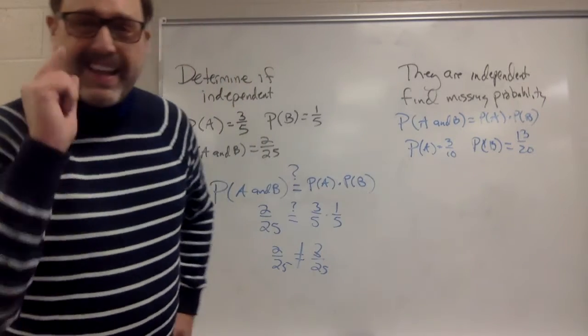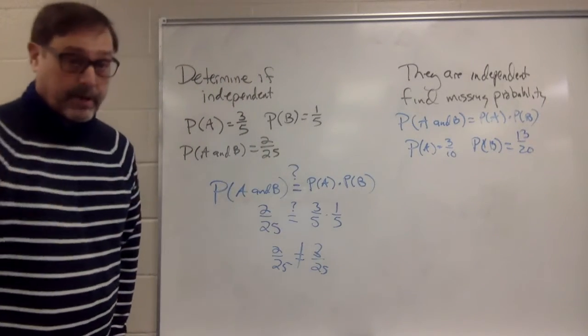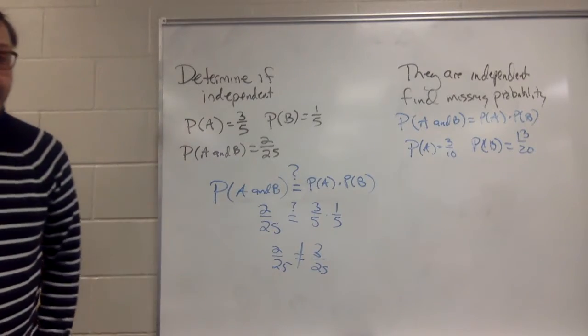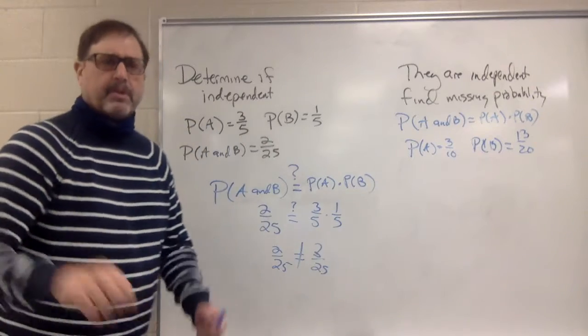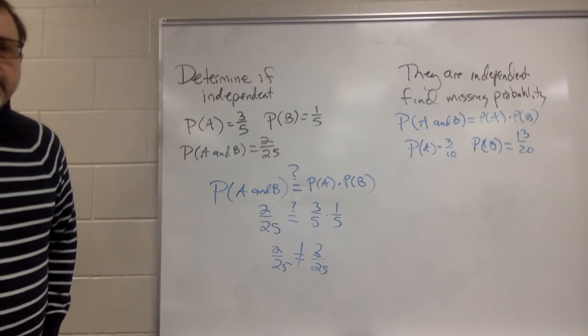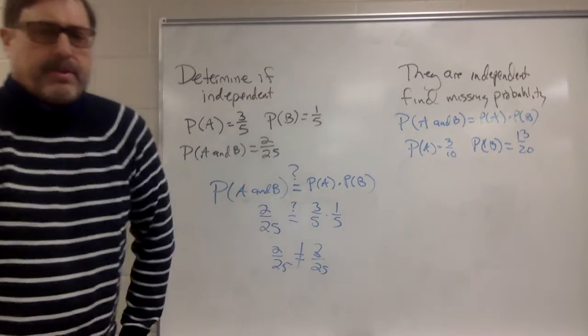This problem, it says they are independent. So we know they are. We know the first one does not affect the second one. And we know the first probably is 3 out of 10. So maybe we've got 10 numbers in a hat we're picking out randomly. And B, we have 13 numbers.